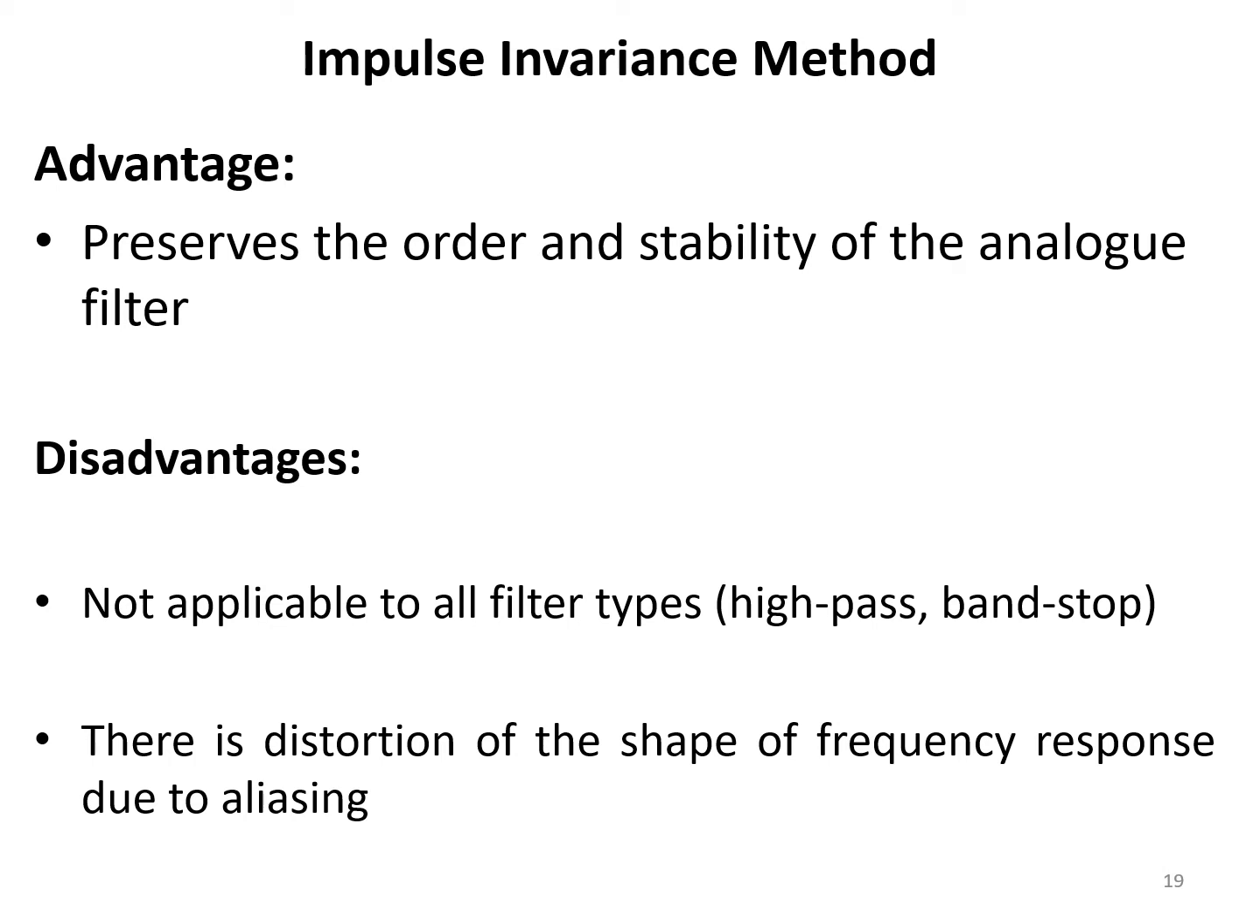What are the disadvantages? It is not applicable to all filter types. Usually high pass and band pass filters have strictly proper transfer functions, and it's not applicable to those types, right? So not in all cases, but in some cases it is not applicable. There is also distortion of the shape of the frequency response due to aliasing, because we have to sample the impulse response, and if we do not choose the sampling frequency properly, there may be some aliasing in the frequency response.